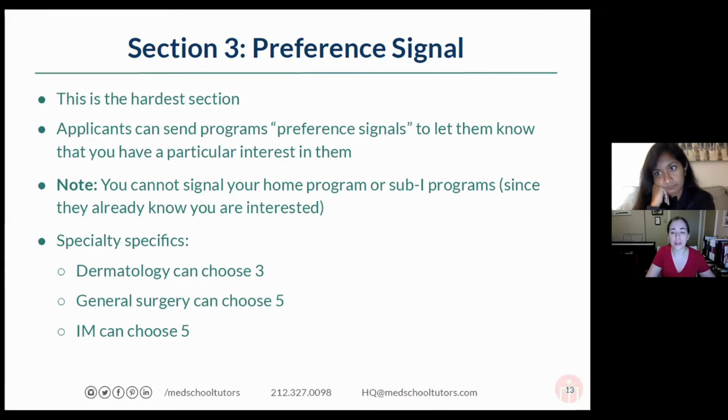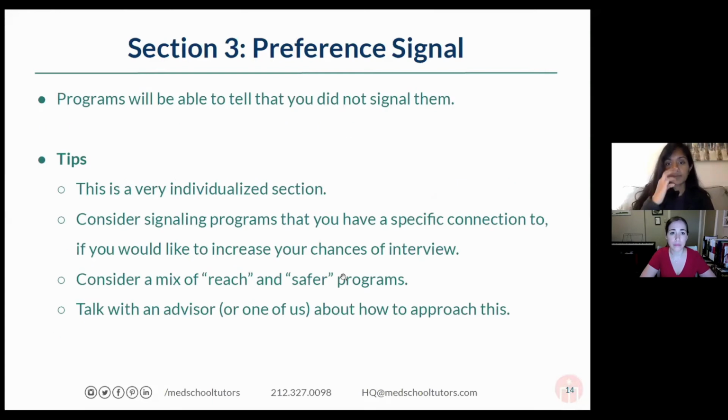This is really to your benefit, because those programs already know that you have an interest. So it's supposed to be to other programs. For dermatology, you can pick 3, and then for general surgery and IM, you can pick 5. The first thing I'll say is that there's no ranking within this preference signal. They don't know that this is my first choice, this is my second choice, this is my third choice. That is not specified. All it says is you are one of my top 3 or 5 programs. That's all this indicates.